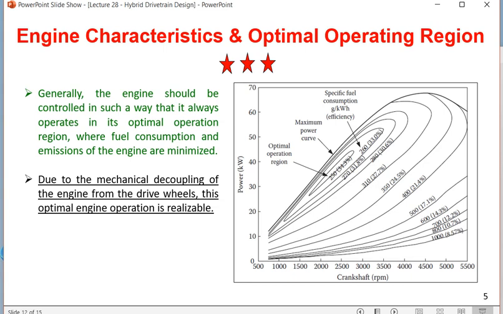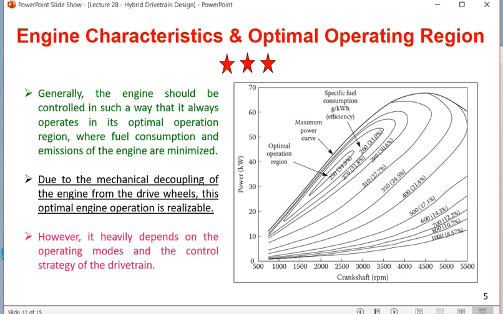So whenever I am saying it is HEV, this also pollutes the nature because it is using a fossil fuel based vehicle. But if you are driving the vehicle in this efficiency range, that is 60 to 120, in that case the efficiency will be optimum, that is one thing, and pollution will be as less as possible. So due to the mechanical decoupling of the engine from the drive wheels, this optimal engine operation is realizable. However, it heavily depends on the operating modes and the control strategy of the drivetrain.